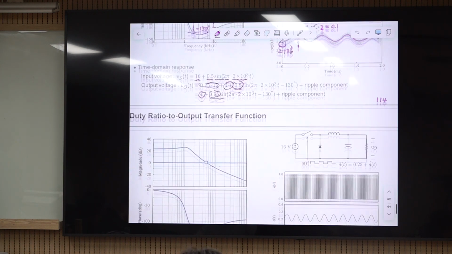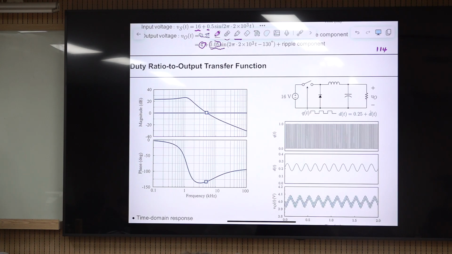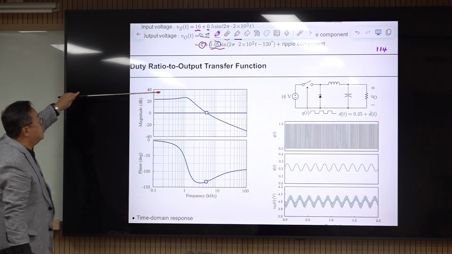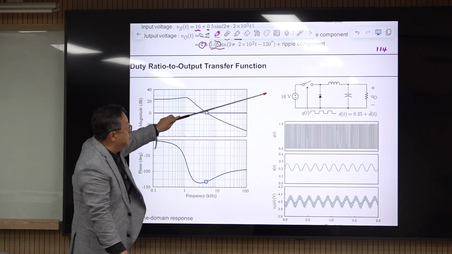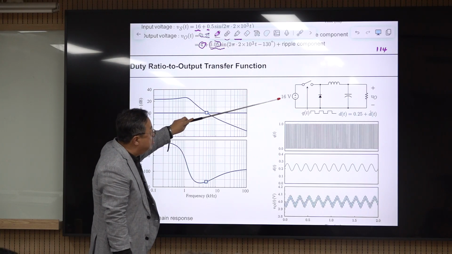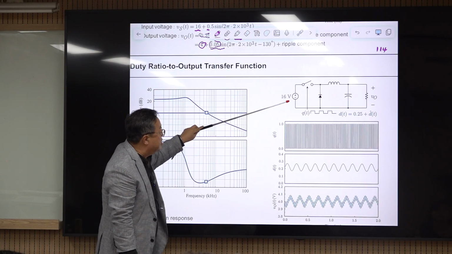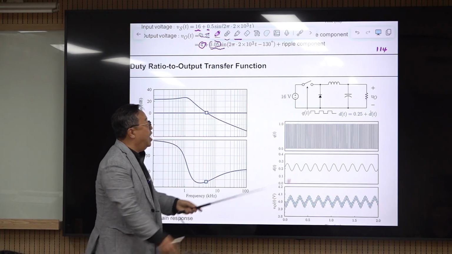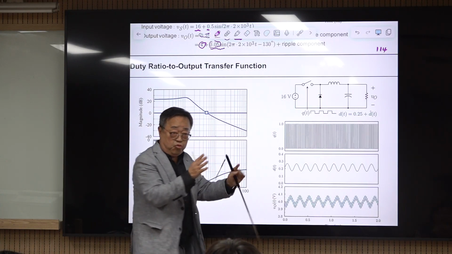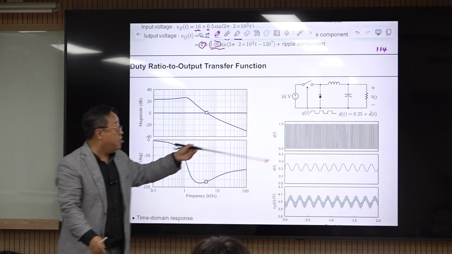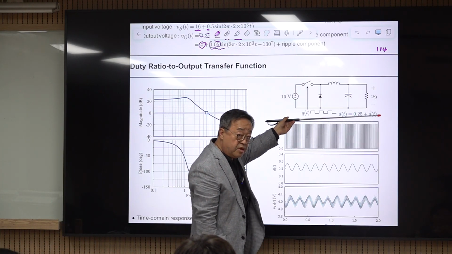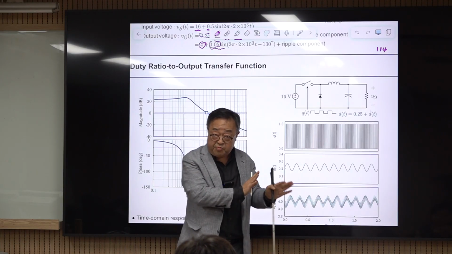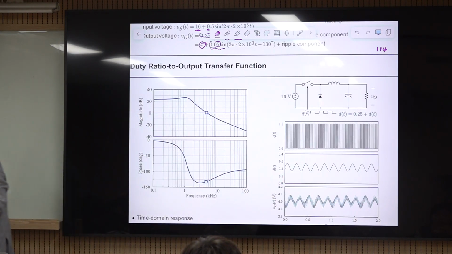And another example, this is the same converter, but now we consider the duty ratio to output transfer function. So now this is fixed, 16 volt. I'm not showing this 16 constant, but this is constant, and this is changing. Now this duty ratio is modulated to generate this kind of waveform. It's very easy to generate this using some simple program. Then maybe this duty ratio is large, very small, large, small, something like that.